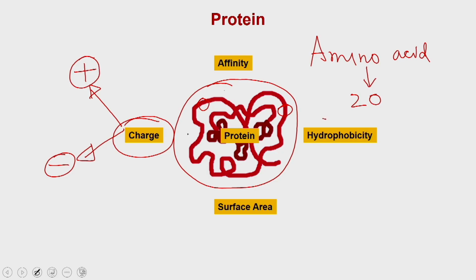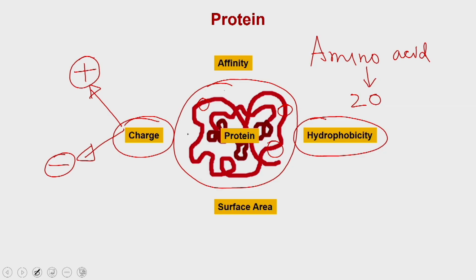The other parameter is hydrophobicity. The protein may have hydrophobic as well as non-polar amino acids, and these non-polar or hydrophobic amino acids are mostly present inside the protein, but they can be exploited for chromatography, so that the protein will distribute towards the matrix which contains hydrophobic linkers, and as a result you can purify the proteins.